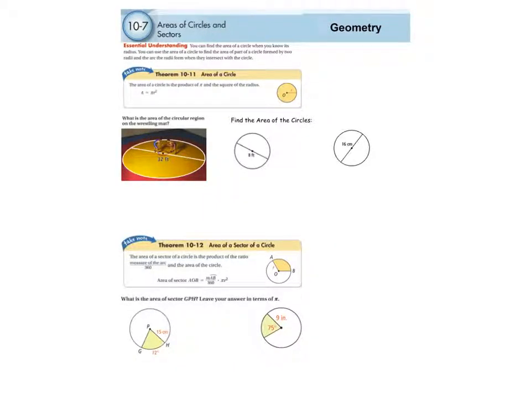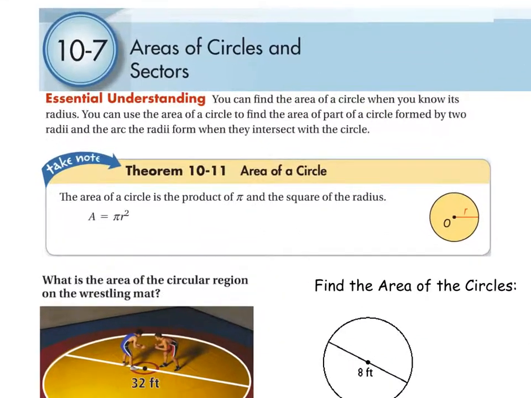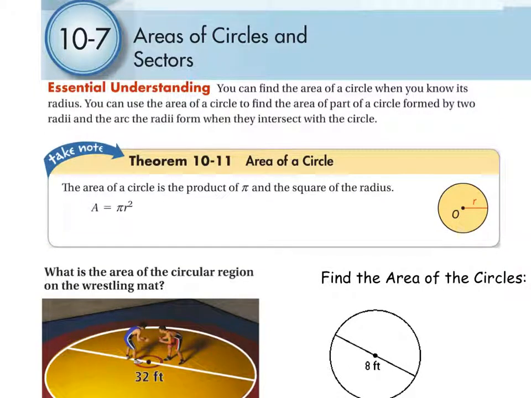In section 10.7, we want to start out with reminding ourselves how to find the area of a circle. Now, circumference, there were two circumference formulas, pi d and 2 pi r, because remember that diameter equals 2 times a radius. That's why we can have two equations, one dealing with diameter, one dealing with radius. But the area of a circle does not have two formulas. It is only one formula, and it only deals with radius. So our area is going to equal pi r squared.